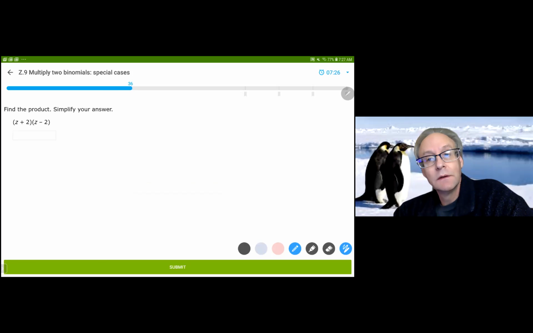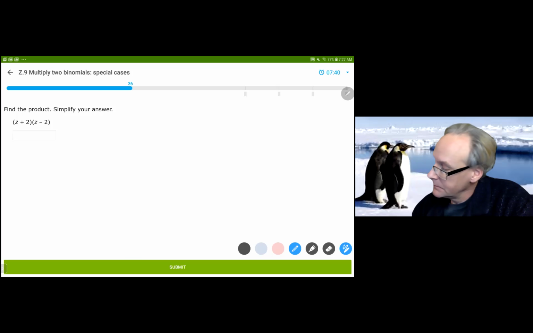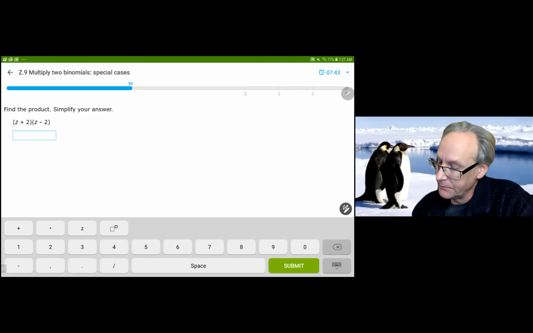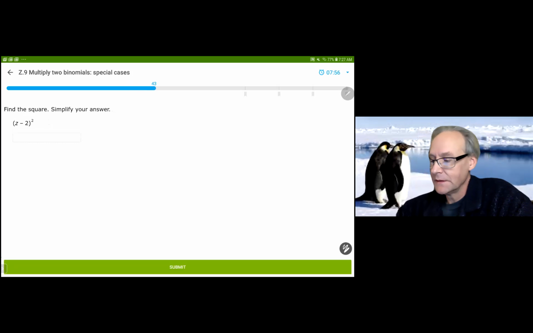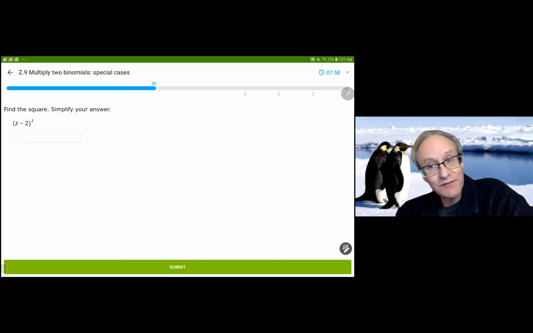Z squared minus 4. I square the first, subtract the square of the second. It has to have the pattern, though. They have to be equal, though. A plus B times A minus B. We get, let's put this in, Z squared minus, and 4 in this case, A squared minus B squared. Okay, this is not Z squared minus 4.